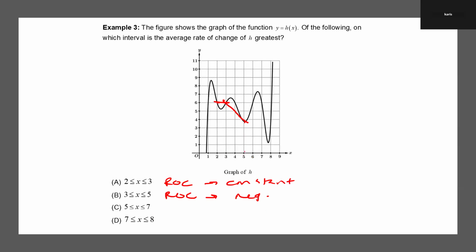Now we're going to go to 5 to 7. So from 5 up to 7. So this is what 5 to 7 is doing. Oh, I can't even pretend that's a straight line. Dang it.